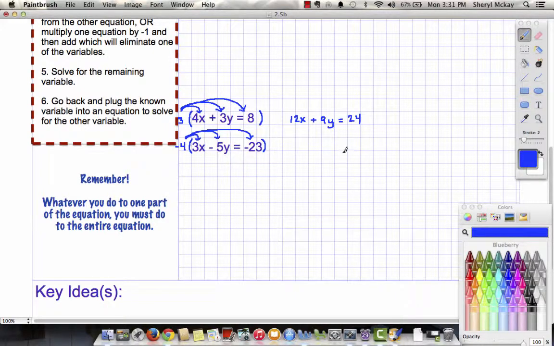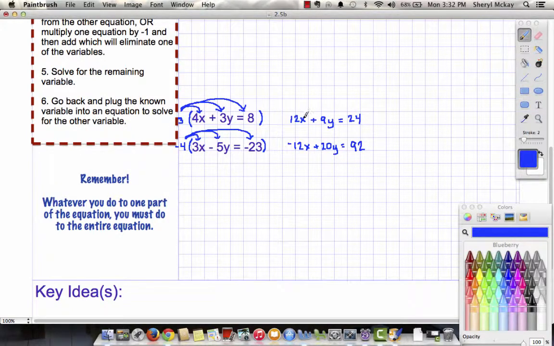So negative 4 times 3x is a negative 12x. Negative 4 times negative 5 is a positive 20y. And negative 4 times negative 23, 20 times would be 80, 4 times would be 12, 80 and 12 makes 92. And I have two negatives, so it's going to be a positive 92.